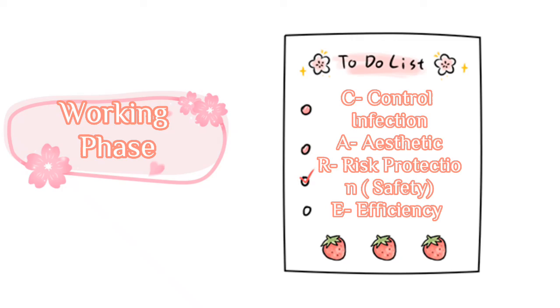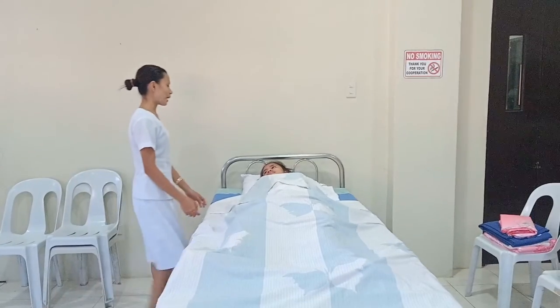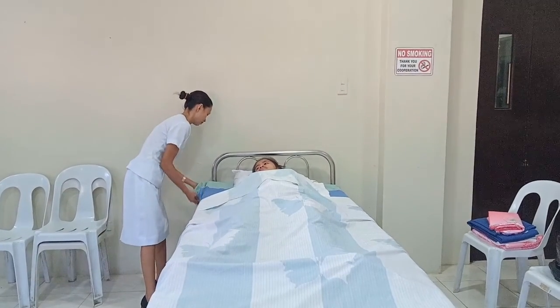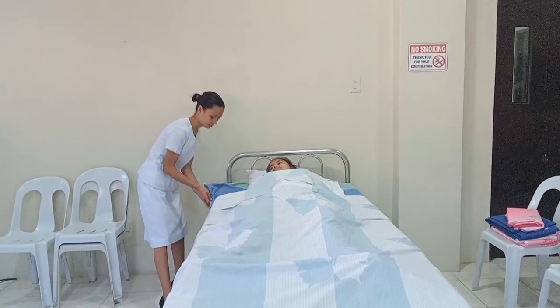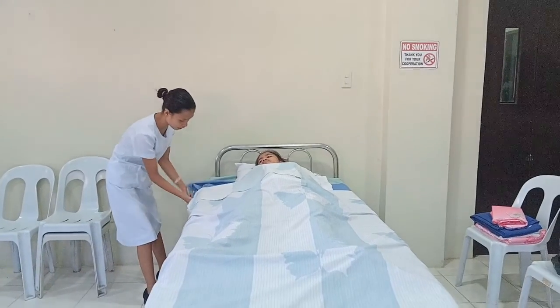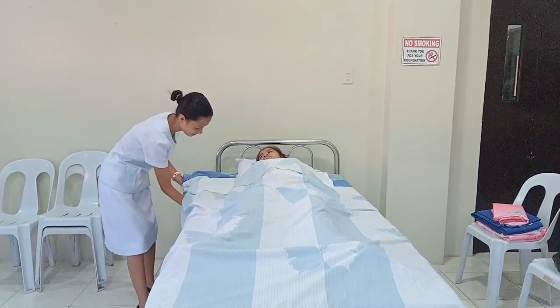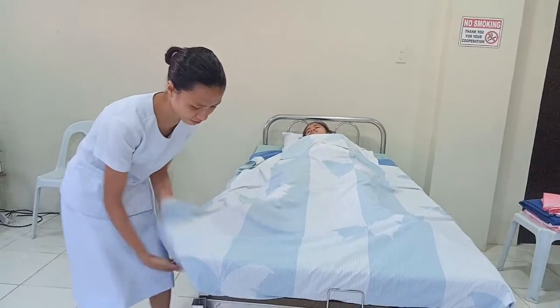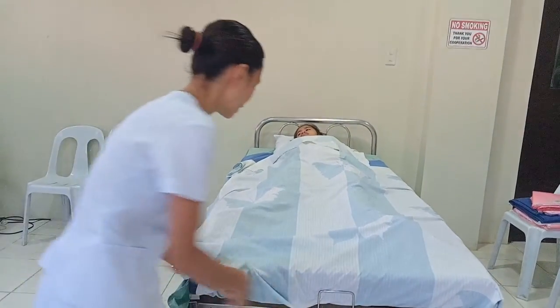Follows correct procedural steps. Step 1. Remove the top bedding. Remove any equipment attached to the bed linen, such as a signal light. Loosen all top linen at the foot of the bed and remove the spread and the blanket. Leave the top sheet over the client.